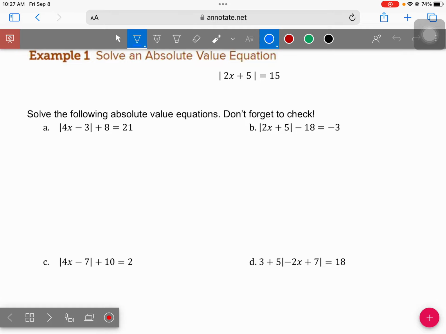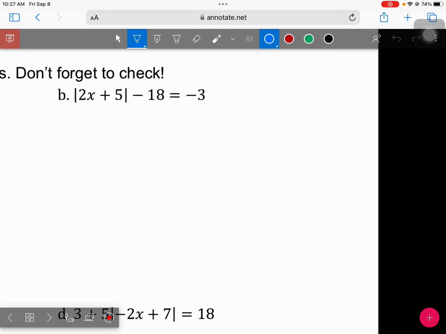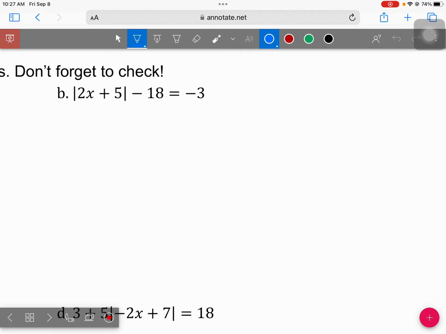All right, letter B. Let's go to B. Absolute value of 2x plus 5 minus 18 equals negative 3. Is it isolated? Jasmine, what do you think?